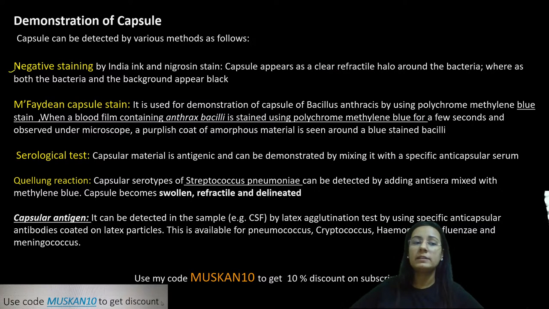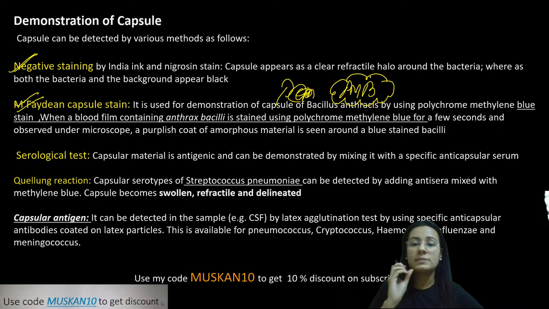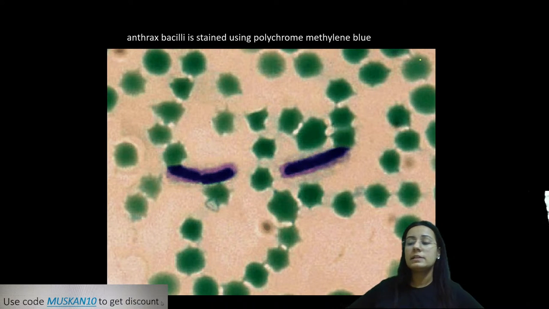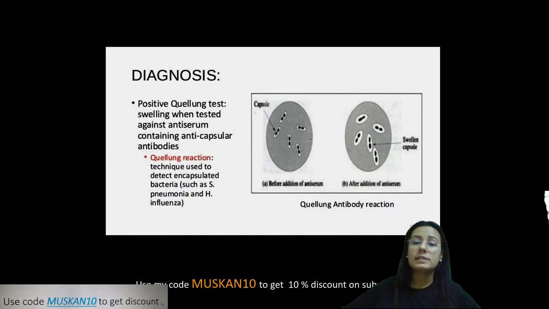So demonstration we have seen by negative staining, and the McFadyean reaction that we use for Bacillus anthracis, where we use polychrome methylene blue stain. Under the microscope the capsule appears purple, taking up the color of the polychrome methylene blue. Besides this, the Quellung reaction that we use mainly for Streptococcus shows refractile swollen capsules. This is the negative stain we have already seen for Cryptococcus. This is the anthrax bacilli with the polychrome methylene blue stain taken up by the capsule of the bacteria. This is the Quellung test.